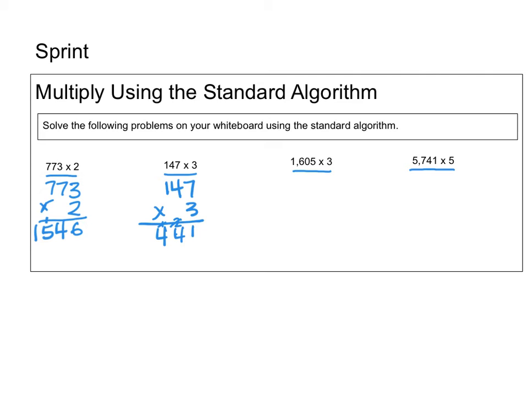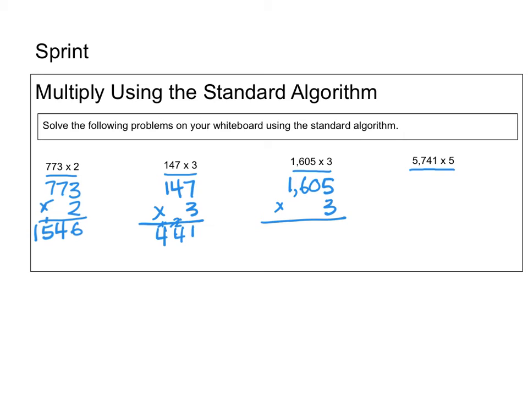Again, here we go to the third problem. 1,605 times 3. Write it on your board, pause the video, and solve it. Okay, coming back, 1,605 times 3.